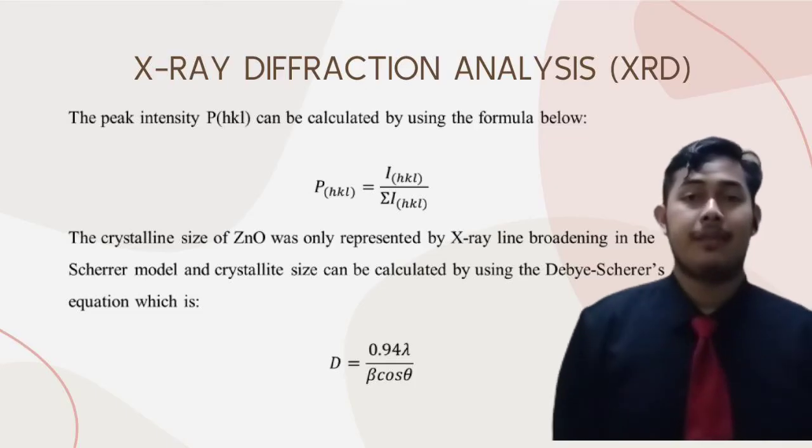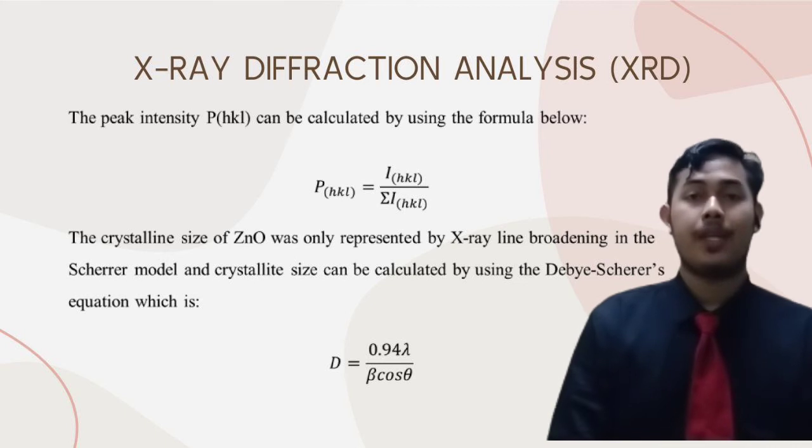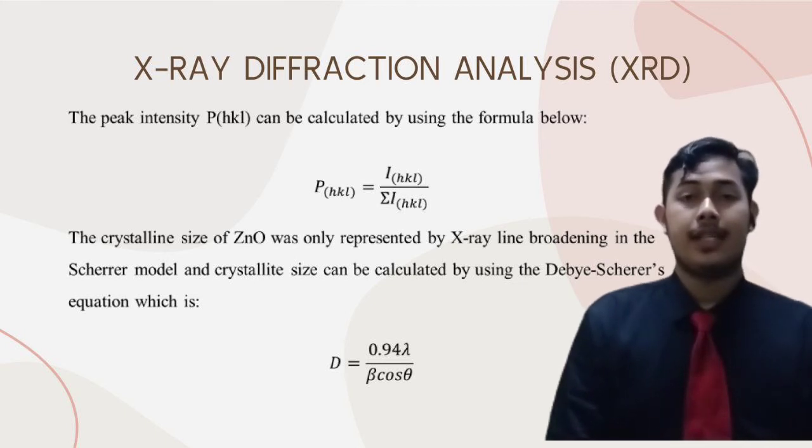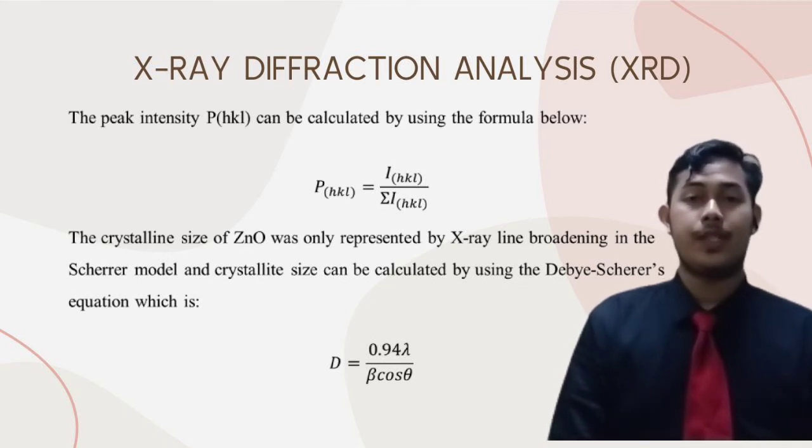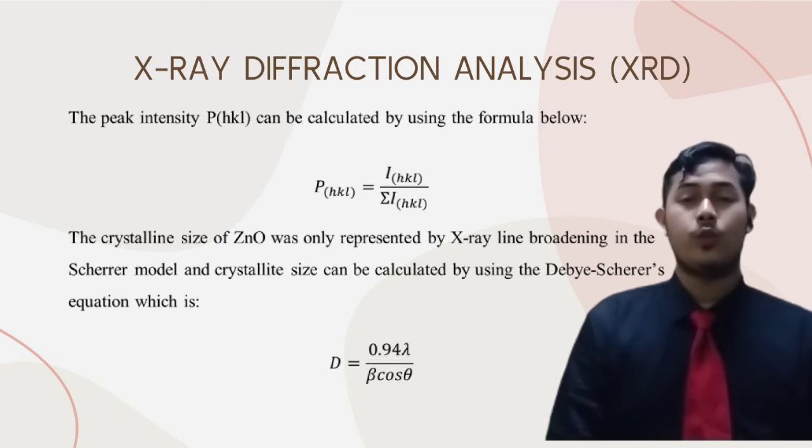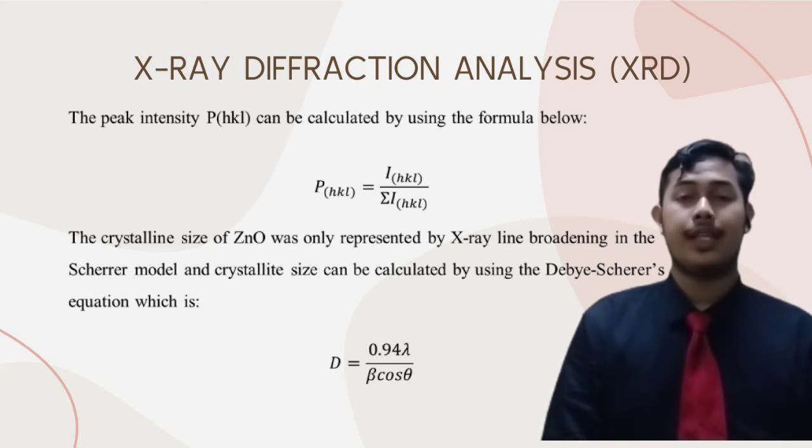The peak intensity can be calculated by using the formula: peak intensity equals intensity divided by sum of the intensity. The crystallite size can be calculated by using the Debye-Scherrer equation, which is D equals 0.94 times wavelength divided by FWHM cos theta.